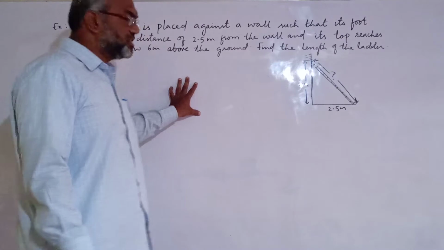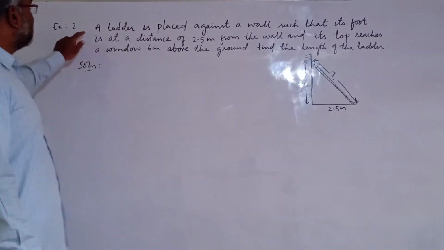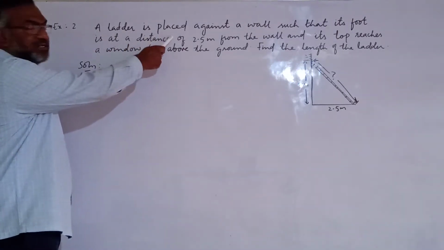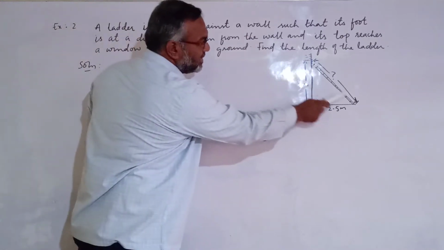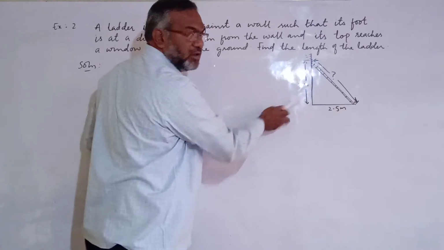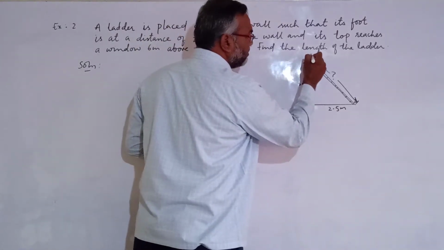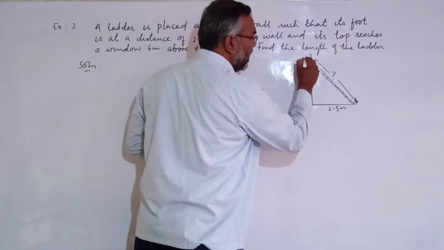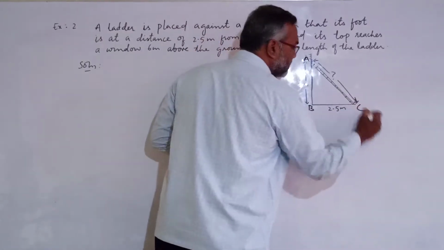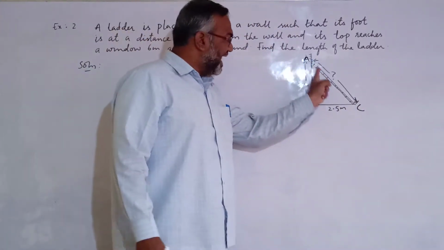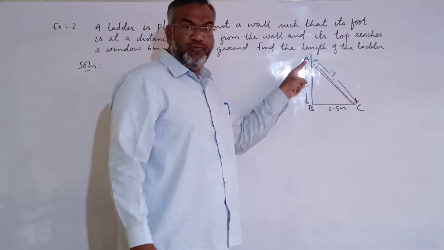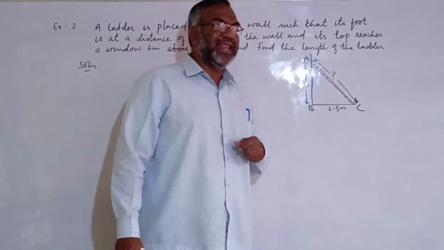Now here is the question. Let's solve this problem. I have already written the problem. It says a ladder is placed against a wall. This is the wall. Let's say this point is A, this point is B and this point is C. So a ladder is placed against a wall. BC is ground, AB is wall, and AC is ladder.